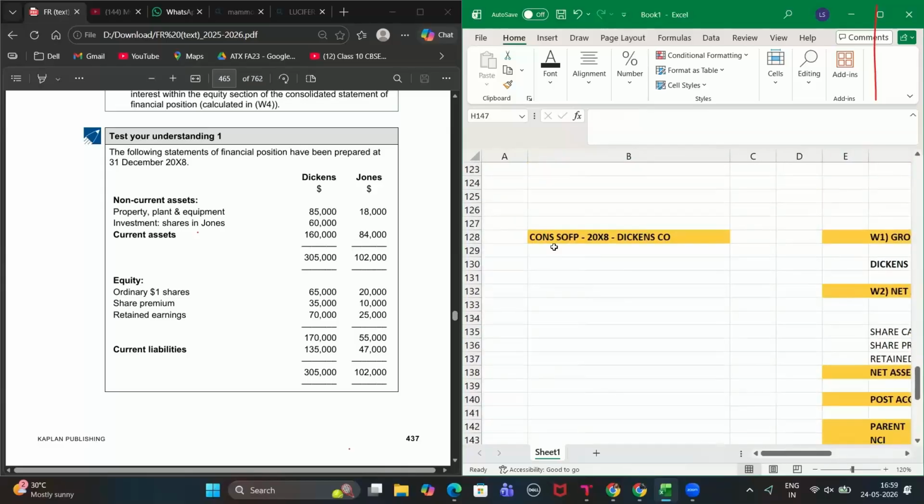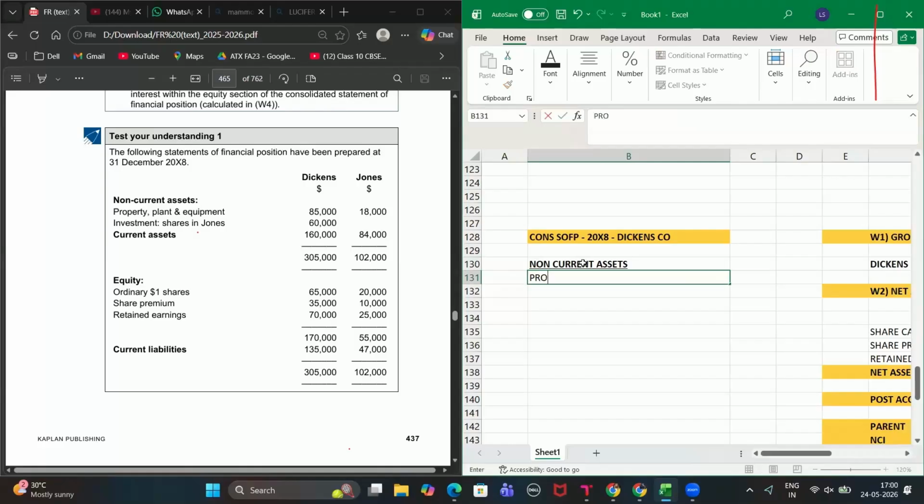Guys, tell me, what is the first thing that we'll record here? While preparing SOFP, what is the first thing that we will show? Assets, right? That is non-current assets. So under non-current assets, what do we have?